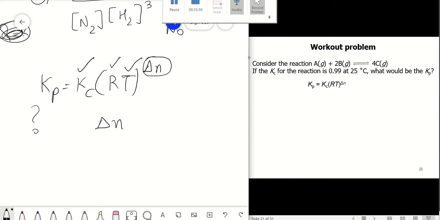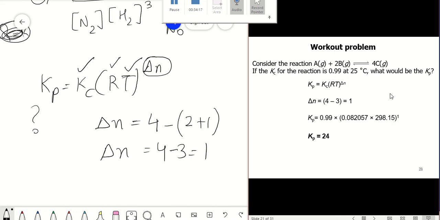Delta N, for this particular reaction, will be moles of products, which would be 4, minus moles of reactants, which would be 2 plus 1, right? 1 mole of A plus 2 moles of B. So this is going to be 4 minus 3 equals 1. So we know that delta N is 1. Now we just plug all our values into this equation. Kp equals Kc times R times T to the power of delta N, which is 1, gives us a value of Kp.